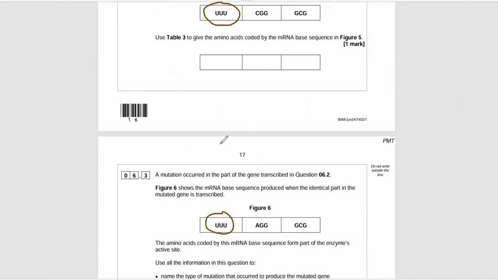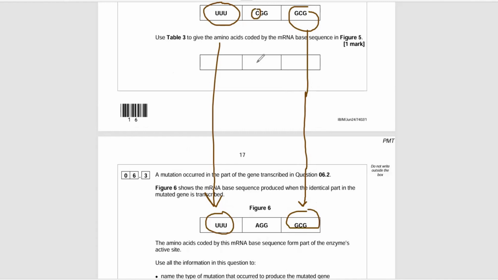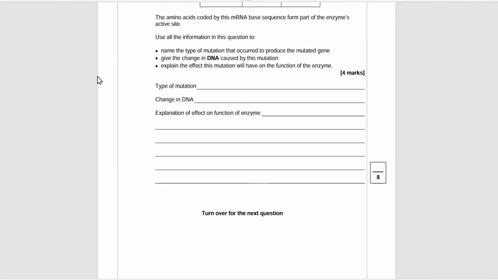If we have a little look here, we've got UUU and UUU, so there's been no change, no mutation there. And we've got GCG and GCG, so no mutation here. However, in the third one, we've got CGG, and this has turned to AGG. So there has been a swapping of one of the bases. C has swapped for A. So that is what has happened, and we call this a substitution mutation. You can call it a silent mutation as well, as we'll come on to with our explanation.